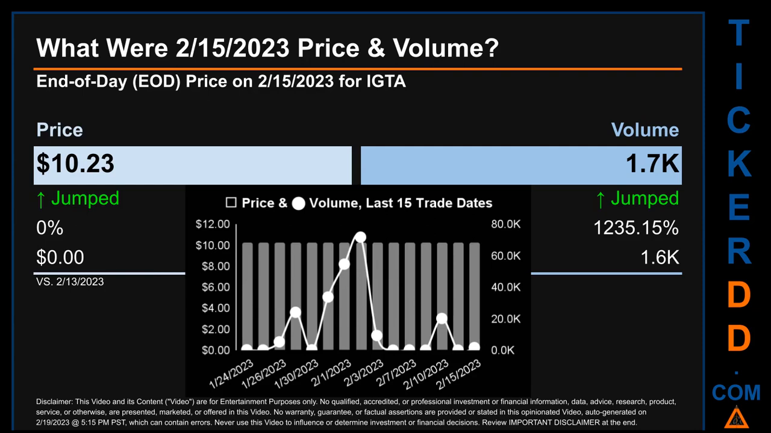The graph shows price and volume for the last 15 trade dates. Across a range of 2 cents, the max and minimum end of day price were respectively 10.24 and 10.21. Volume saw a range of 71.7 thousand, from a day low of 0.1 thousand to a day high of 71.8 thousand.